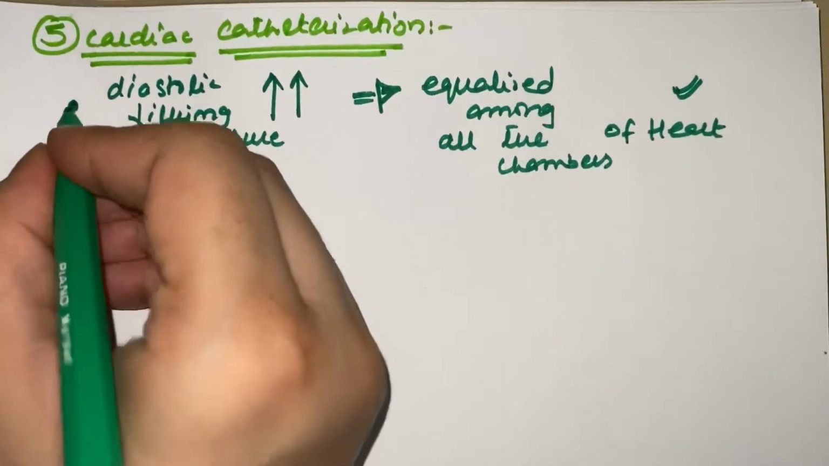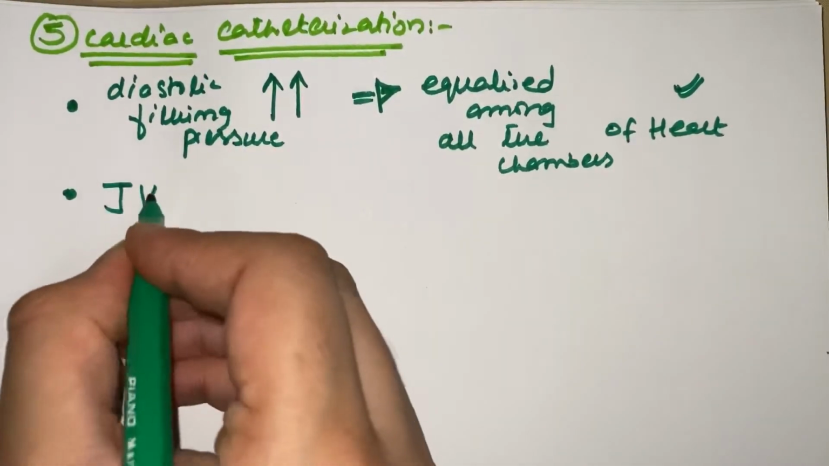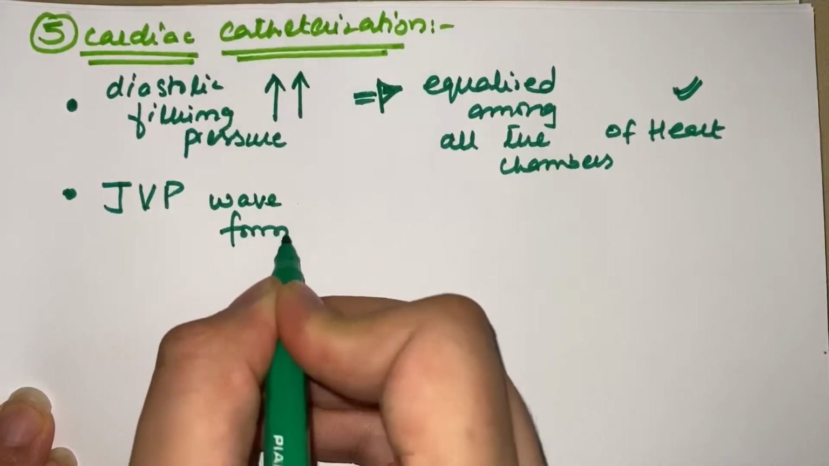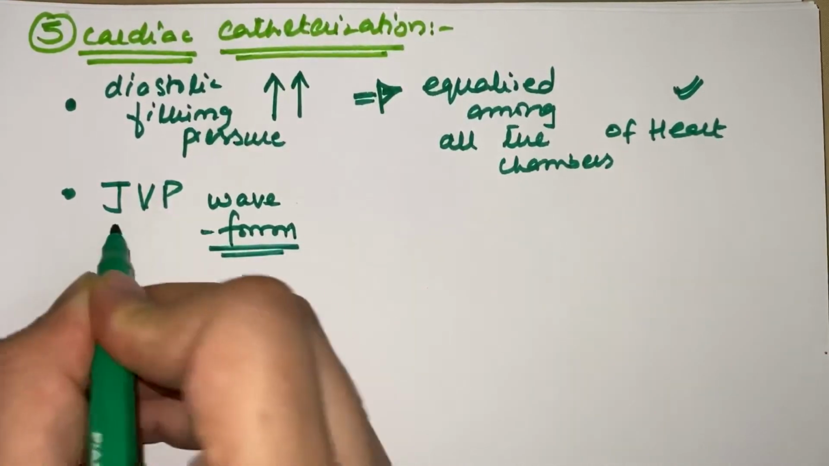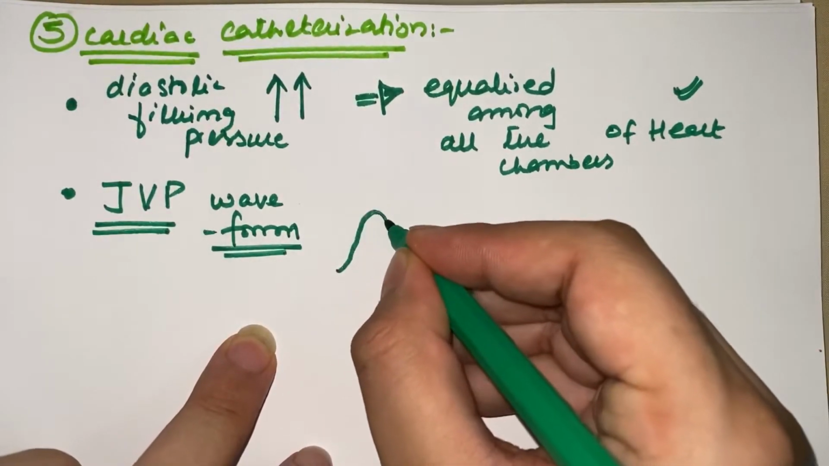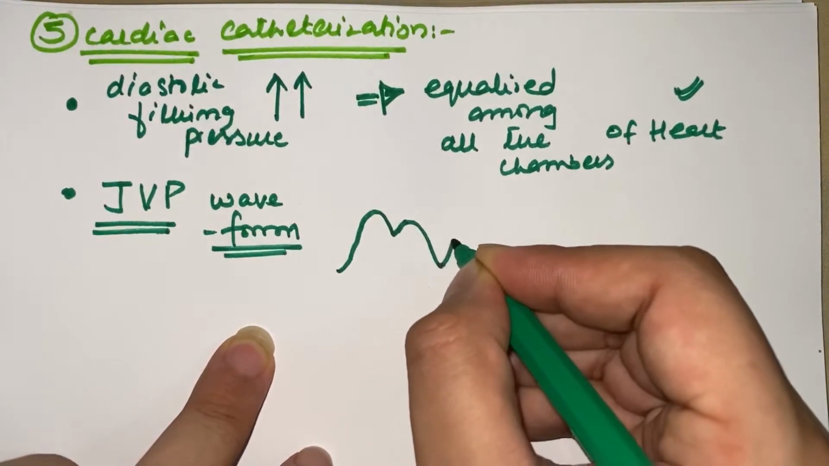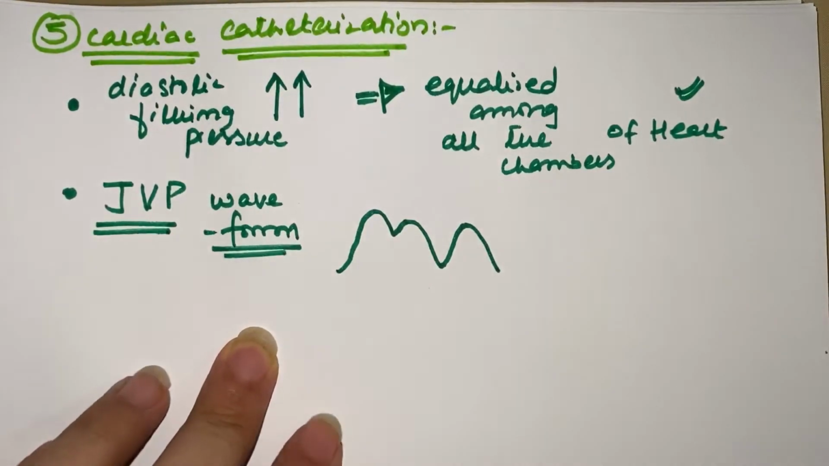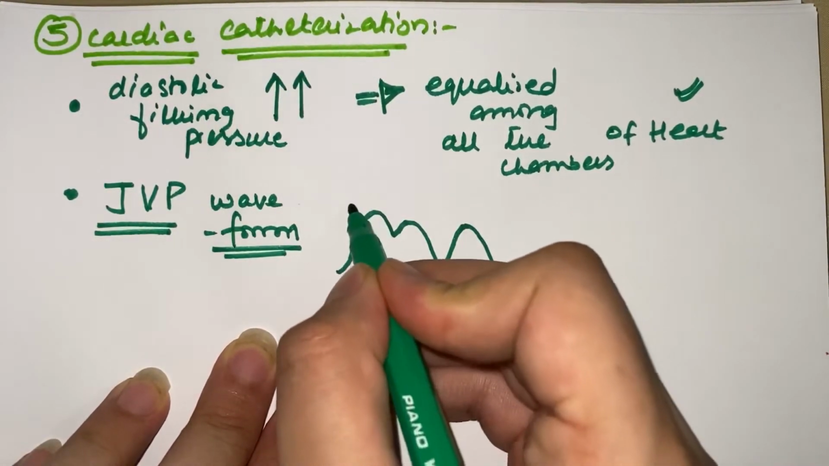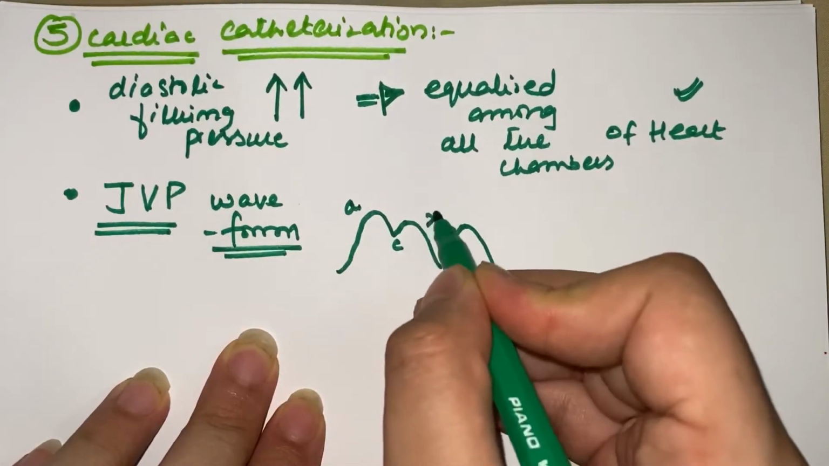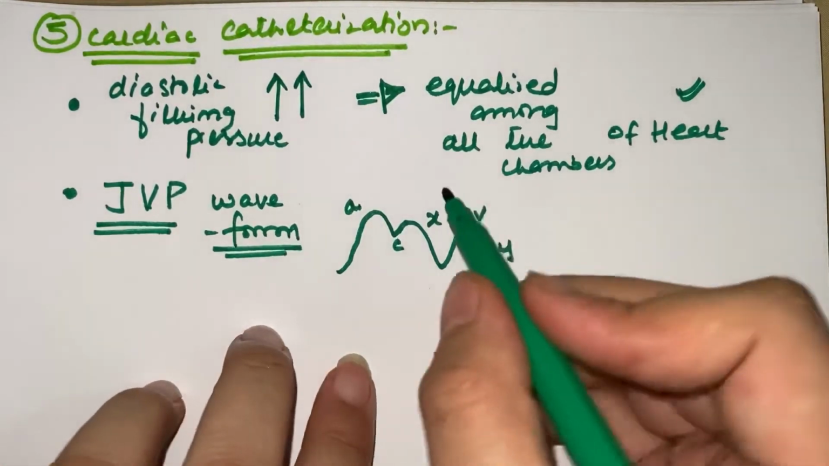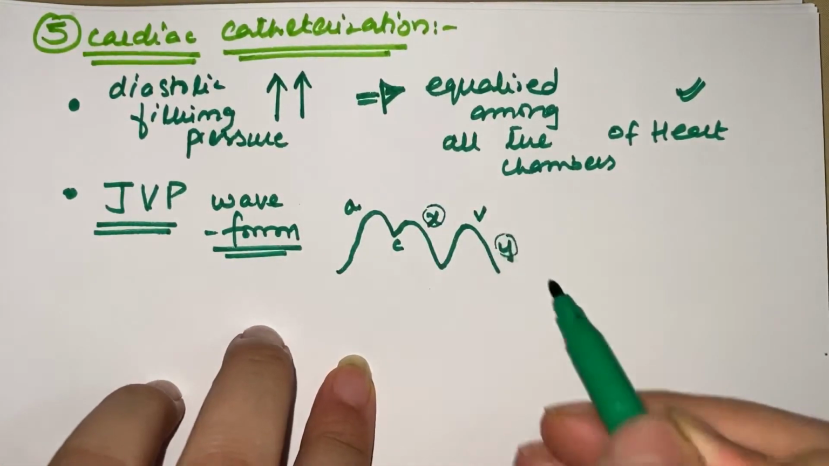Plus the JVP, jugular venous pressure waveform, will show characteristic findings. First of all, what is the waveform? It is like so. This is the waveform normally. So this is the A wave, C wave, X descent, V wave, and the Y descent. More importantly, what we're talking about is the X descent and the Y descent.